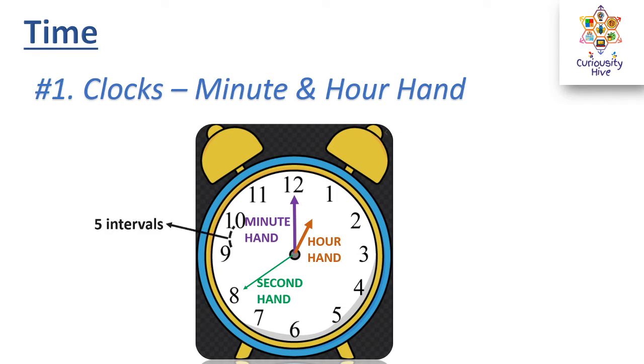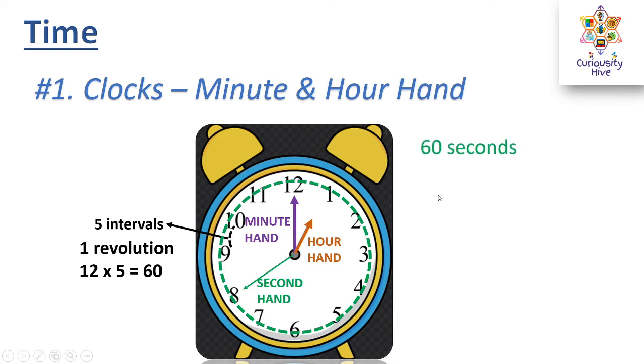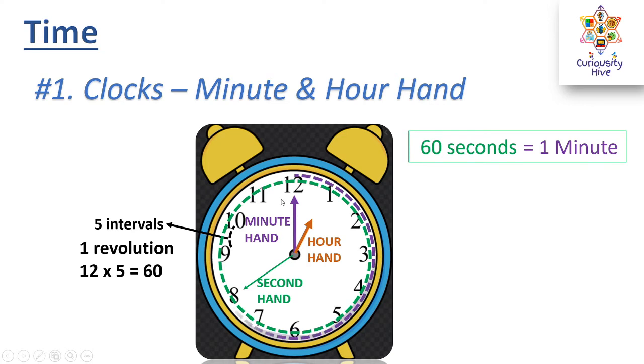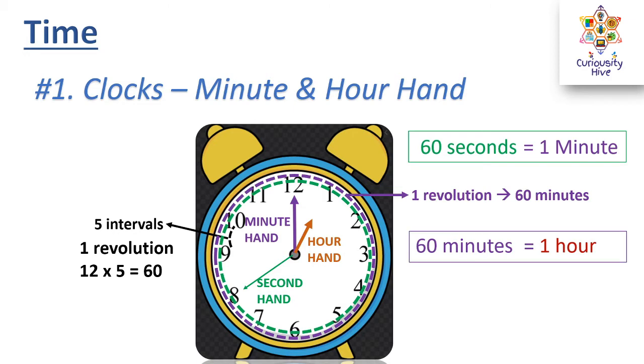Now, between any two numbers in a clock, there are five intervals. So if we need to find out the complete rotation around the clock, it will be 12 times 5, that is 60 intervals. Hence, the second hand, when it completes one rotation, it completes 60 seconds. And when it completes 60 seconds, the minute hand moves to one interval. Hence, 60 seconds is equal to 1 minute. And when the minute hand completes one revolution, it clocks in 60 minutes. And this 60 minutes is what makes the hour hand move to the next number. Hence, 60 minutes is equal to 1 hour.